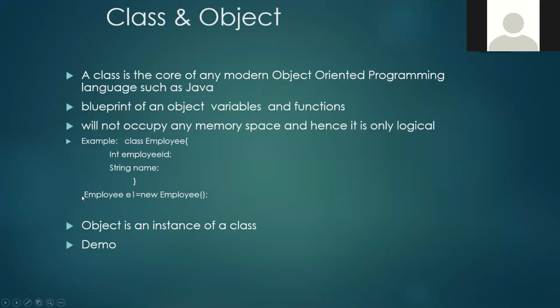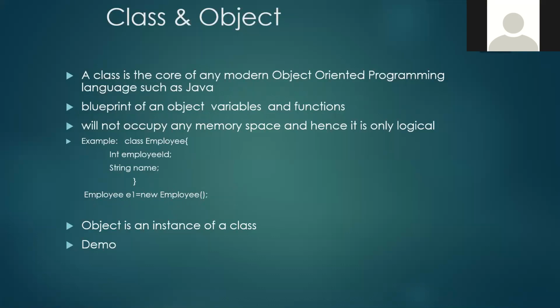So where employee e1 equal to new employee, the moment you use this new keyword and then this class and this double bracket, so at that time that object of this class gets created and it occupies memory in heap, and this is the reference, this is the object. So reference gets stored in stack and the object gets stored in heap. Okay, so object, as I said already, is an instance of a class.